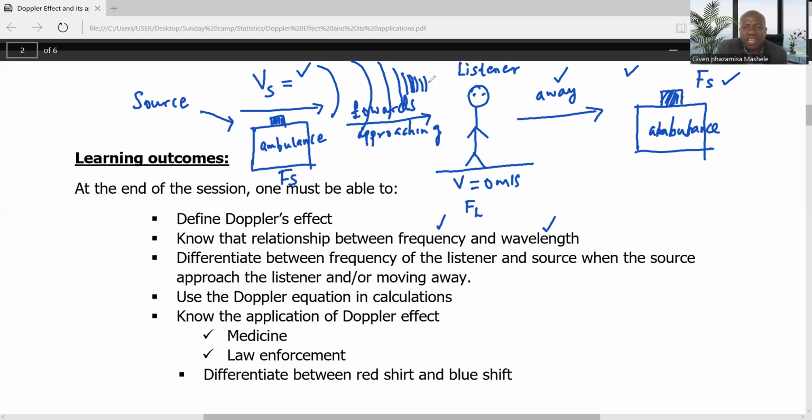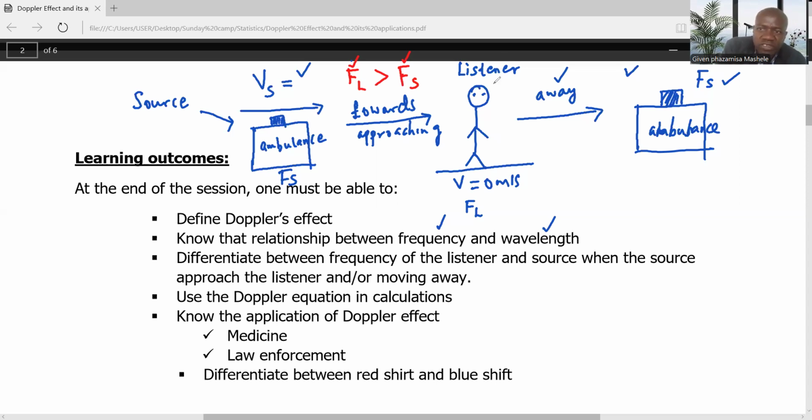And if the wavelength starts to become shorter, we know the frequency will be higher. Which means that in your calculations, when the source is approaching the listener, the frequency heard by the listener must always be greater than the frequency of the source, especially when we talk about approaching.